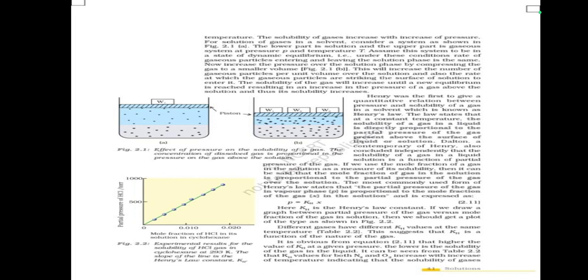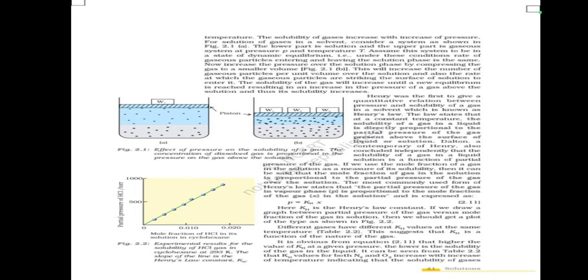If we use the mole fraction of a gas in the solution as a measure of its solubility, then it can be said that the mole fraction of gas in the solution is proportional to the partial pressure of the gas over the solution. The most commonly used form of Henry's law states that the partial pressure of the gas in the vapor phase is proportional to the mole fraction of the gas x in the solution and is expressed as p = KH x. Here KH is the Henry's law constant.